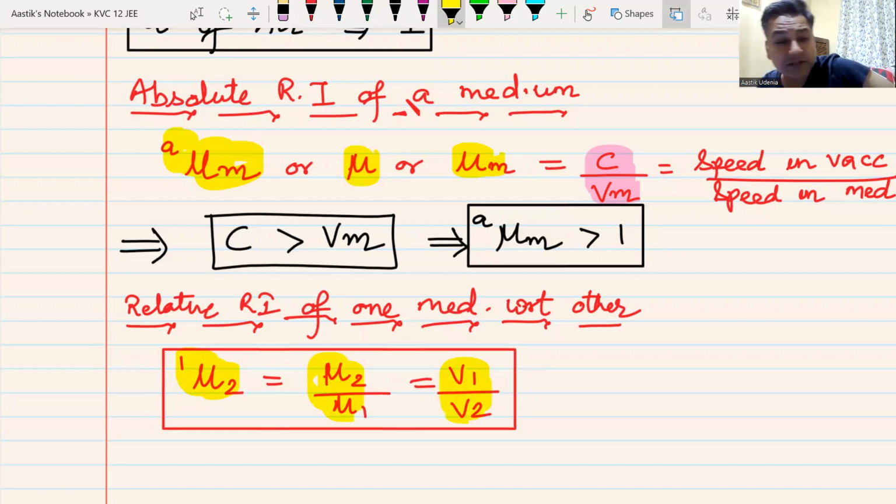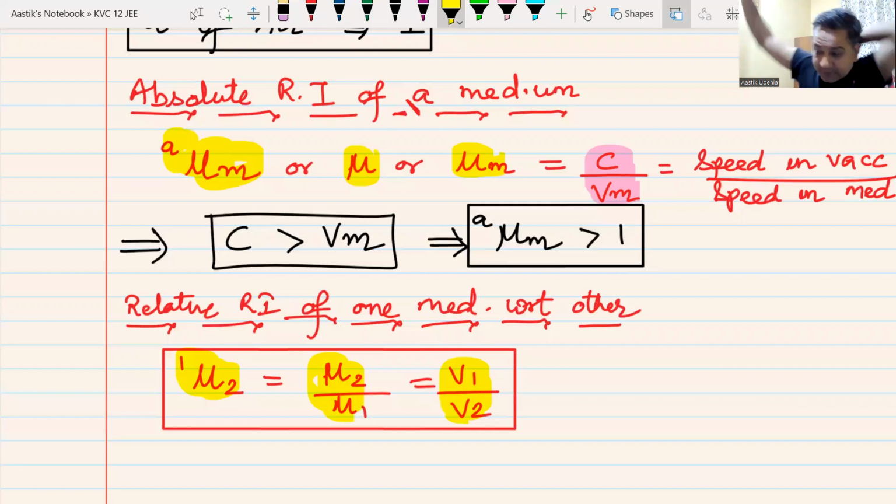What do V1 and V2 stand for? Velocity of light in medium 1. V1 stands for velocity of light in medium 1. Well done. V2? Velocity of light in medium 2. That is absolutely correct. Do you all understand this?